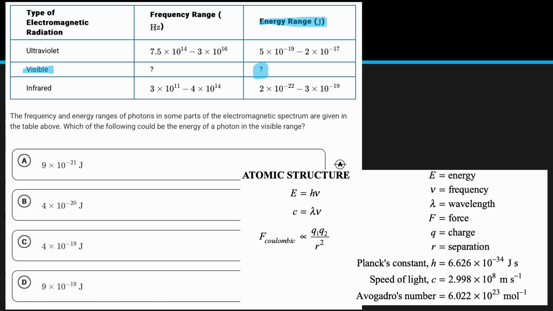Now, in order to do that, we need to look at what we are given. We are given the ultraviolet, which is of a higher frequency or higher energy, and we are given infrared, which is of a lower energy. So we want to be somewhere in between the lowest of the ultraviolet and the highest of the infrared. So somewhere in between 5 times 10 to the negative 19th and 3 times 10 to the negative 19th. And there is only one option, which would be C, 4 times 10 to the negative 19th.